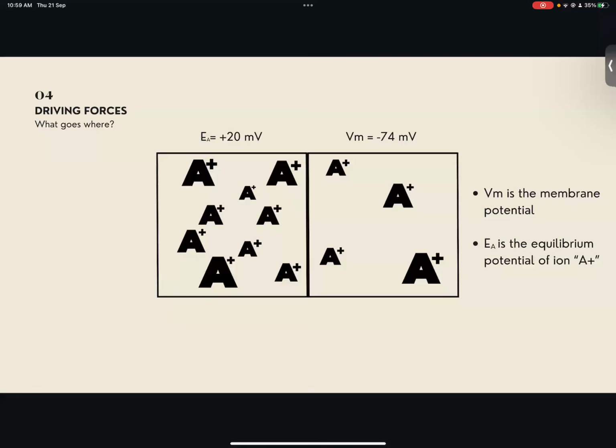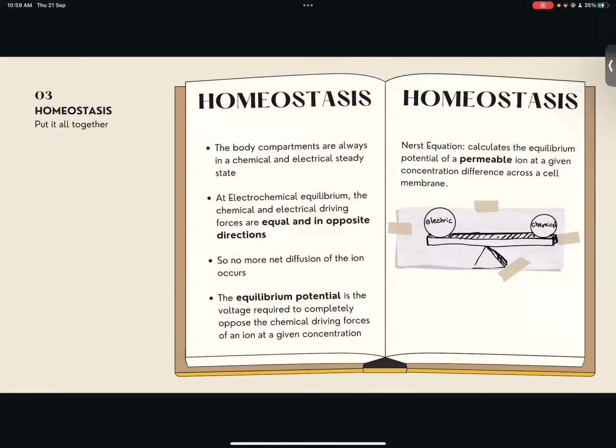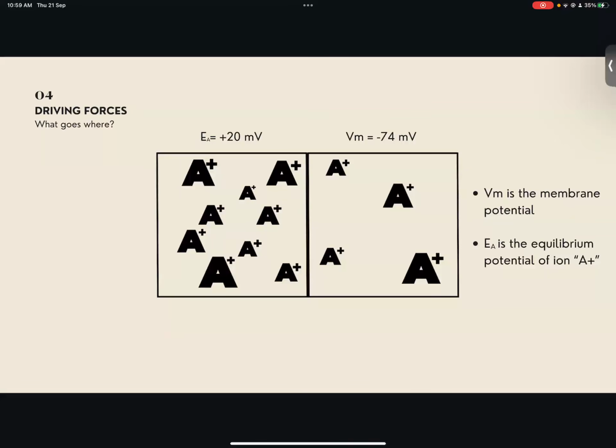Let's say right now your membrane is charged a certain charge. That's called your membrane potential. Right now at rest, your membrane has a specific charge. This charge, let's say, is negative 74 millivolts. Your Nernst equation will calculate the equilibrium potential. Let's keep talking about those A's. The equilibrium potential of these A's, let's say, is positive 20 millivolts.